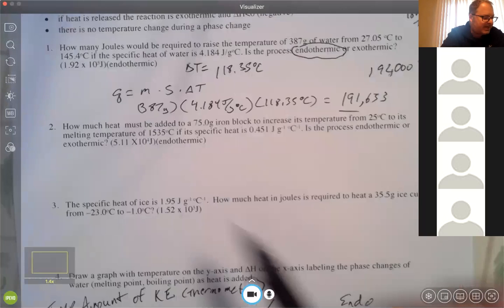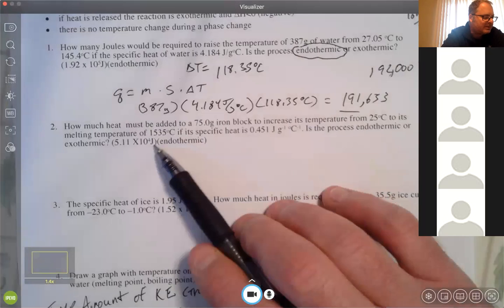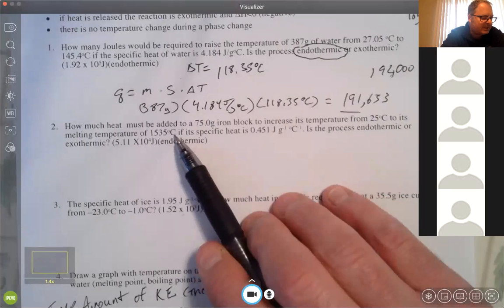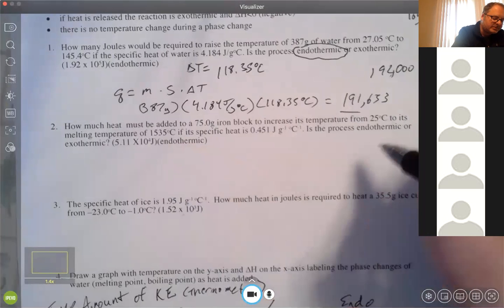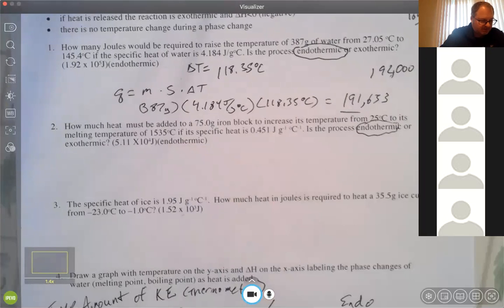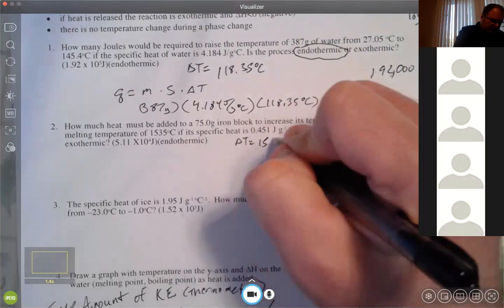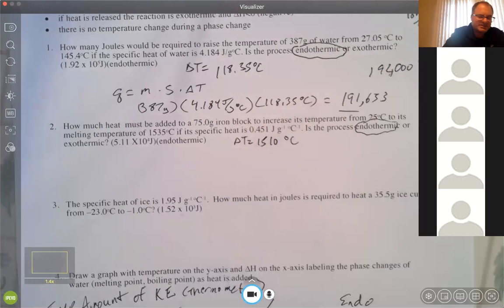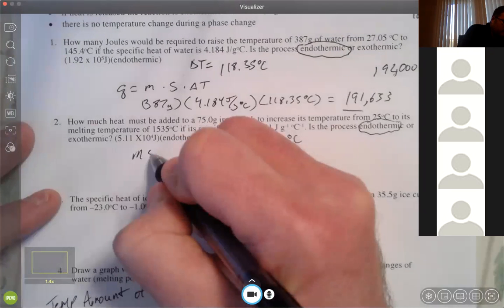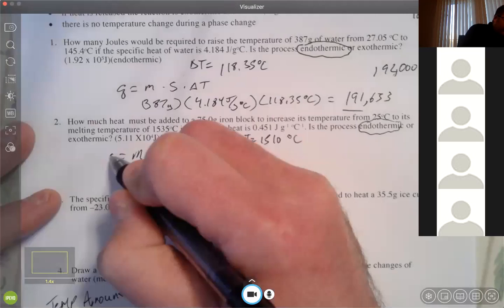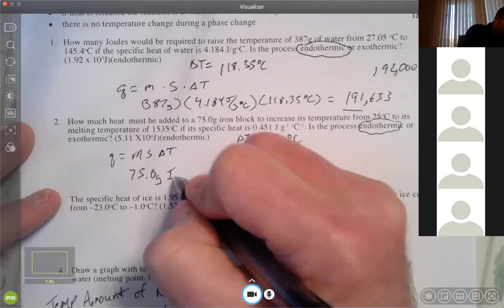Next, it says how much heat must be added to a 75 gram iron block to increase the temperature from 25 to its melting temperature of 1535 if the specific heat capacity is 0.451. Is the process endo or exothermic? We are raising the temperature again, so it is endothermic. 1535 minus 25 is 1,510. So there is our change in temperature. Again, we're going to take the m, c, delta T. The mass of this block is 75 grams.